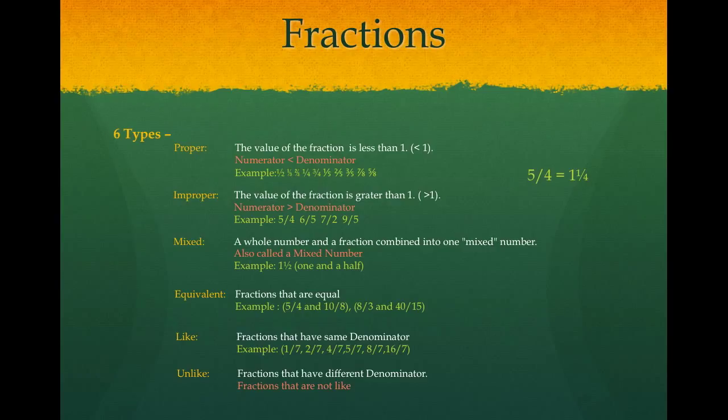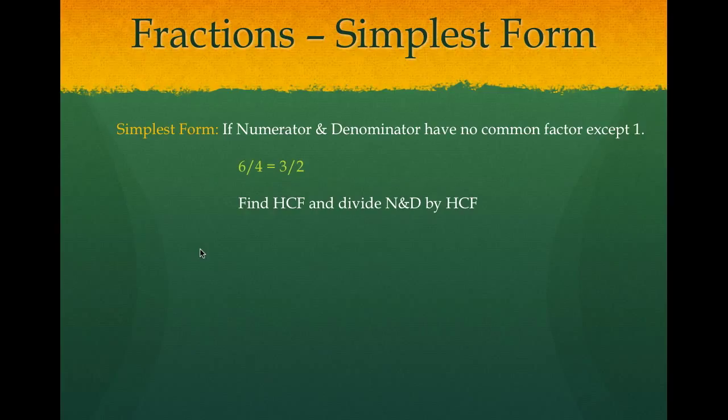Now we'll see fractions in simplest form. We say that a fraction is in simplest form if the numerator and the denominator have no common factors except 1. For example here, 6 by 4. The 6 and 4 have a common factor 2. So this is not in simplest form. Therefore, to write this in simplest form, we'll divide the numerator and denominator by the HCF between them.